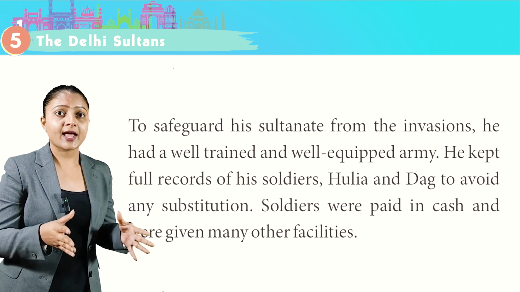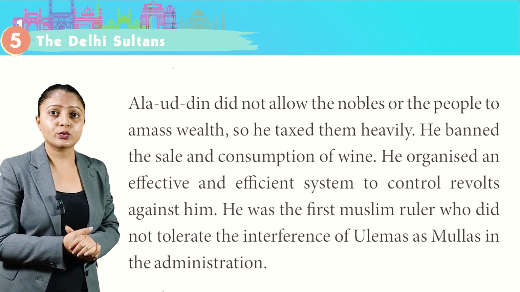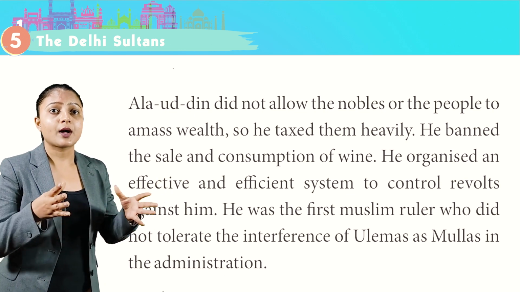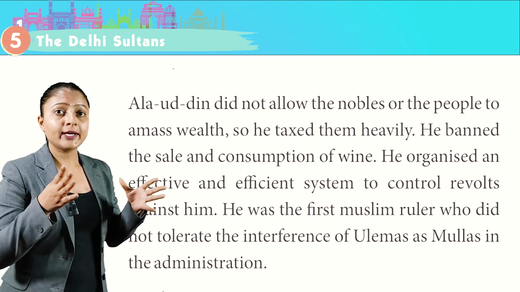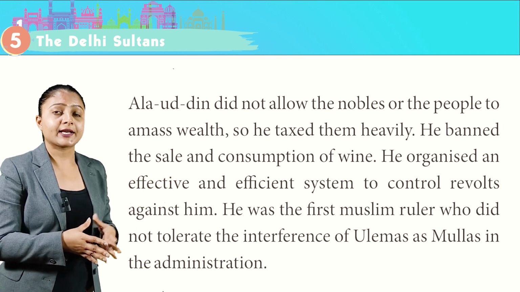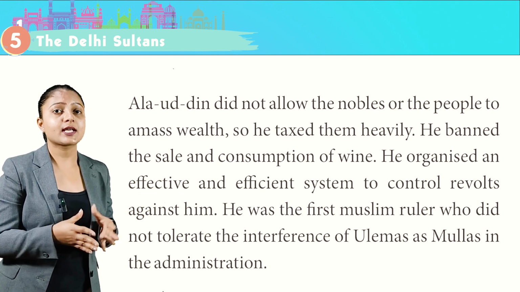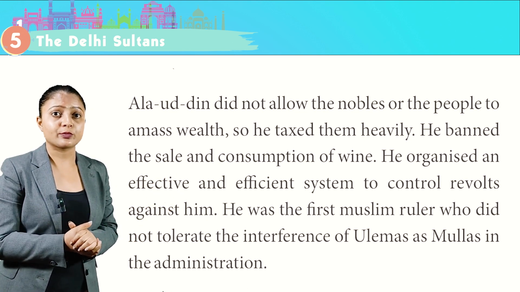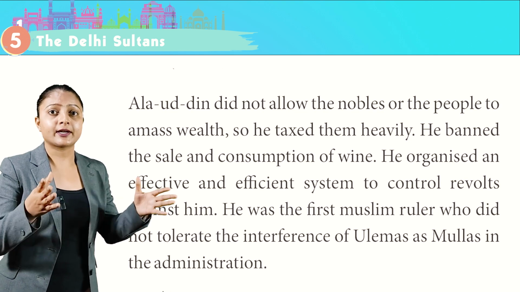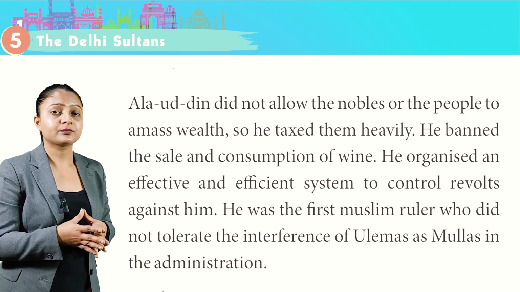Soldiers were paid in cash and were given many other facilities. Alauddin did not allow the nobles or the people to amass wealth, so he taxed them heavily. He banned the sale and consumption of wine. He organized an effective and efficient system to control revolts against him. He was the first Muslim ruler who did not tolerate the interference of ulemas or mullahs in the administration.